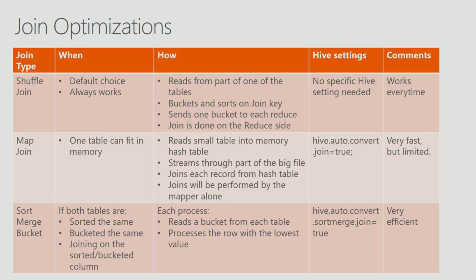The third one is also very efficient, which is the sort merge bucket. If you have two tables, both are sorted and bucketed on the same column, you can use this. And it's very efficient and very fast. Again, the downside is you have to do a lot of work to prepare the data, right? So these are the three joins.